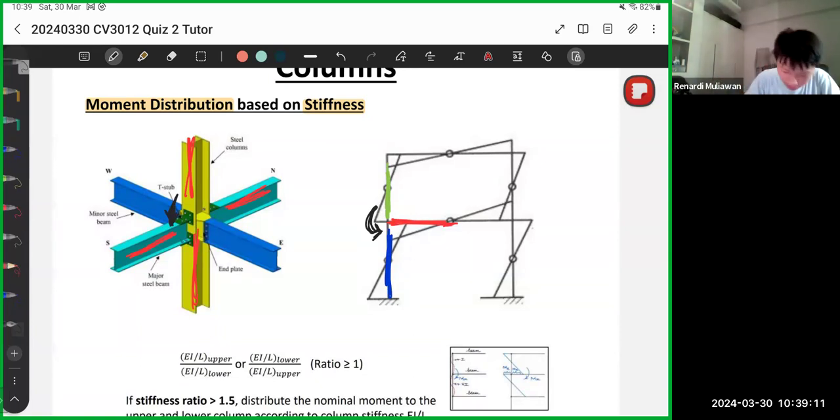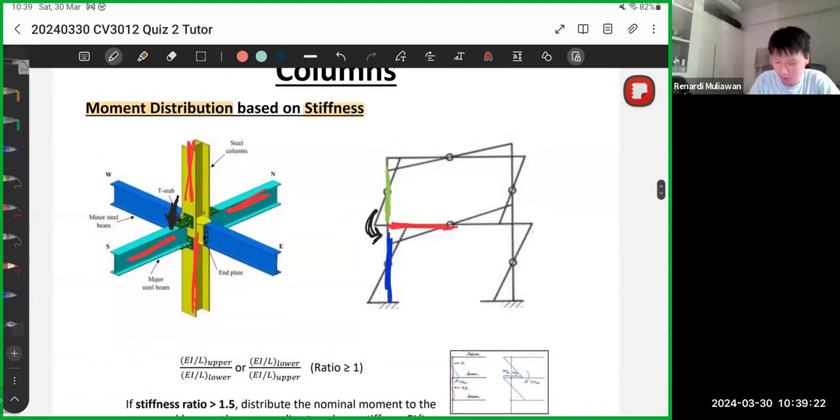Okay, so actually, the moment is carried by both the columns. If this is M, then some ratio of M, let's say alpha, is carried by the bottom column, while the top column carries 1 minus alpha times M. It's just a ratio, so the total must be 1. That's why we just use a ratio.